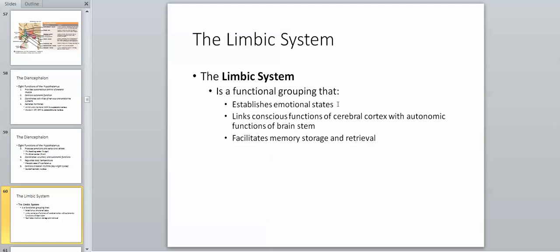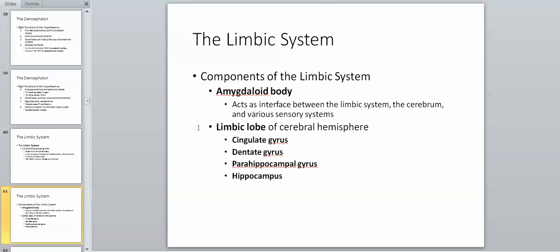It's also going to be important for learning and memory, for consolidating short-term memory into long-term memory. As we'll learn, it's even involved in spatial navigation. And it also will link conscious functions of the cerebral cortex with the autonomic functions of the brainstem. So the limbic system has several components to it.